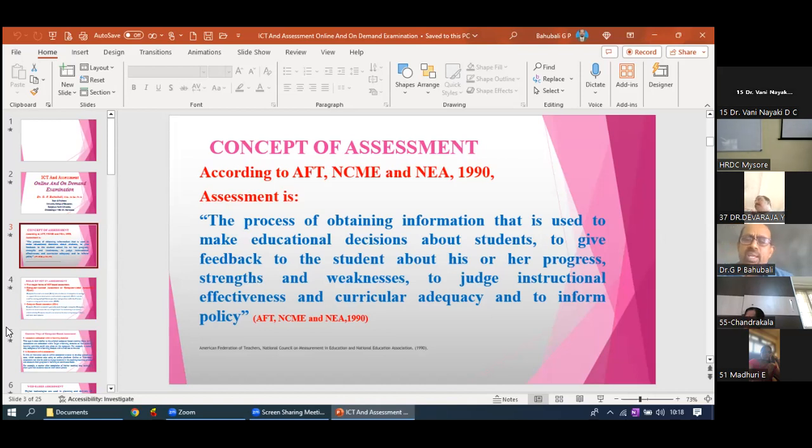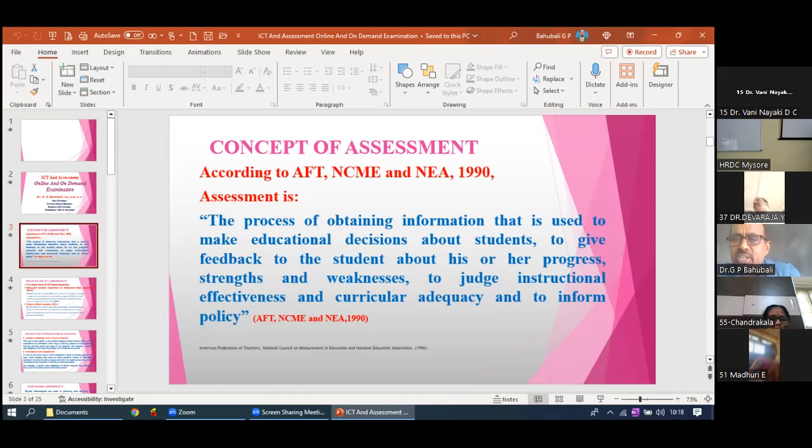defined what an assessment means: a process of obtaining information that is used to make educational decisions about the students, to give feedback to the students about their progress, strengths and weaknesses, to judge the instructional effectiveness and curricular adequacy, and to inform policy. So this is what generally we call an assessment, that is, informing policy.